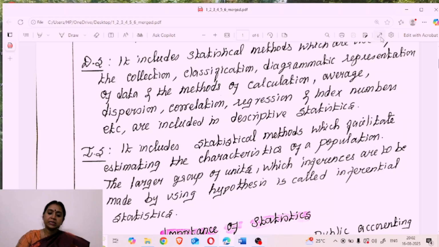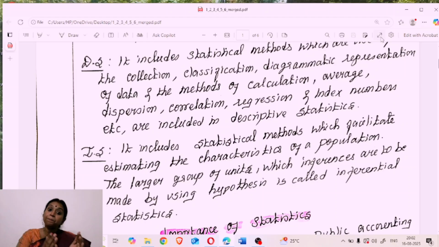It includes statistical methods which facilitate estimating the characteristics of a population, the larger group of units about which inferences are to be made by using hypothesis, is called inferential statistics. Hypothesis means a tentative assumption towards a research problem. So hypothesis testing is again divided into two ways: parametric and non-parametric.